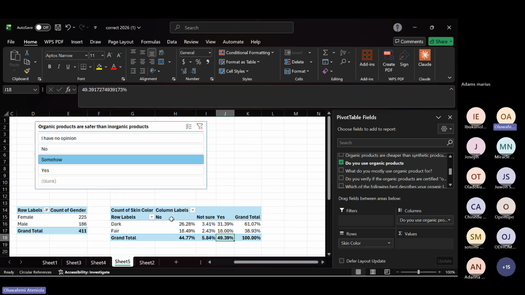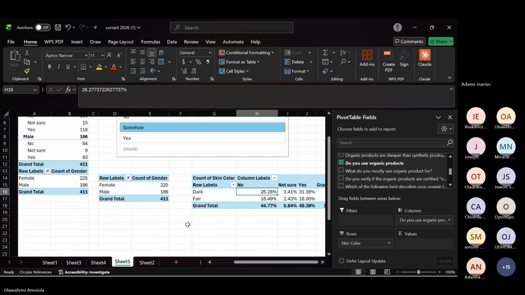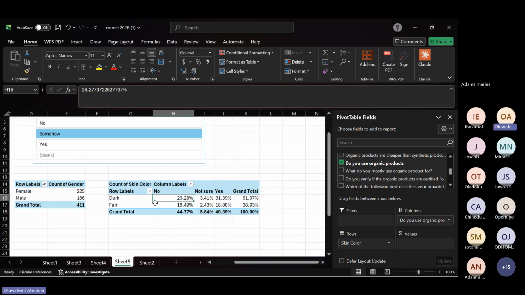Now, how many dark-skinned people use organic products? Which is going to be from yes. From your given data set, only 31% of them uses organic products. The remaining 26% of them says no, which I believe this particular table is quite better to understand than the rest. Or are we still lost?